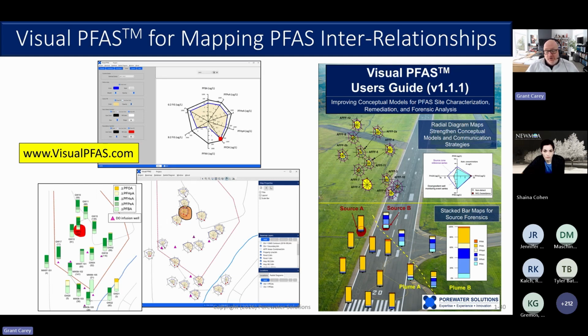So the value of doing radial diagrams and stack bars is the reason why we developed this Visual PFAS software. It was available commercially earlier this year. We found that most of the large consulting firms are actually developing their own PFAS visualization tools. None that I've seen yet with radial diagrams or stack bar maps, but I'm sure they're coming. So we're no longer selling it commercially, but if there are regulatory agencies that are interested, we're happy to provide you with free licenses. We can give you some basic support with that as well.